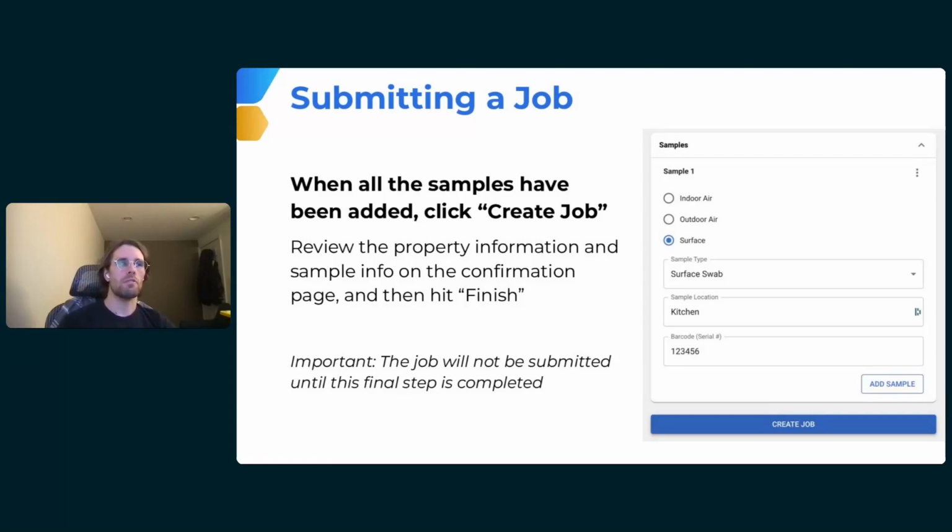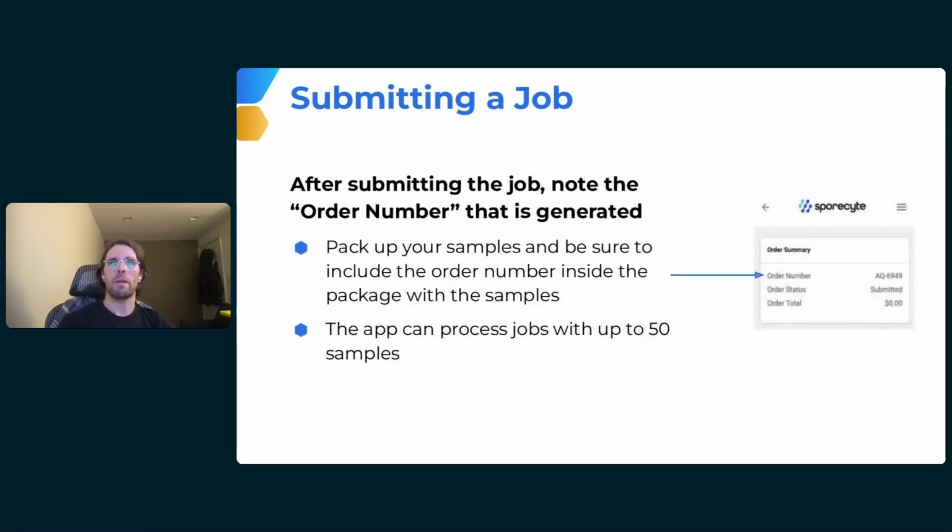What that means is it will create the job and send us, Sporecyte, the information that you've filled into the app. You'll know you've submitted the job correctly because you'll be presented with an order summary page. On this order summary page, you're going to have an order number, the status, and a total. That total is going to be an estimated total. If you have used our shipping labels for return shipping, that'll be added on to the charge when we receive them. Or if you have promotional codes or coupons that may reduce the price, that would be reflected after we receive the sample. So it's an estimated total there.